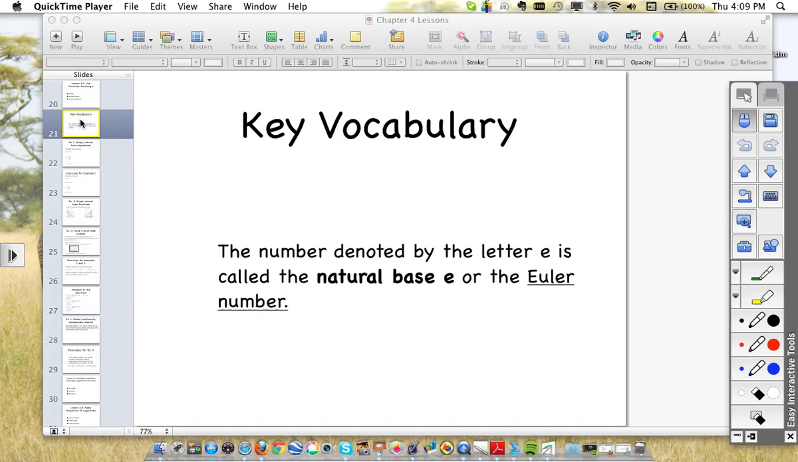Now, the only real vocabulary for this lesson is E, okay? And E is called the natural base E, or we also call it the Euler number. Leonard Euler is a very famous mathematician. You have actually already dealt with several things that Euler is famous for, besides just the Euler number.